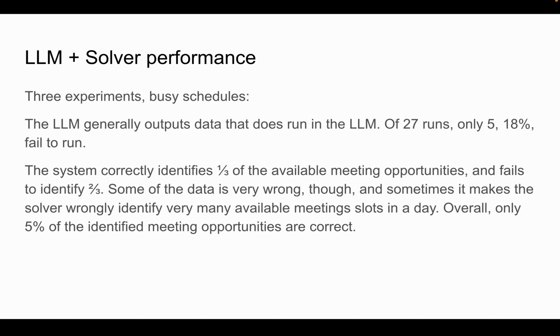It correctly identifies 1/3 of the available meeting opportunities. So it's about the same as the LLM on its own. But some of the data is very, very wrong, and it sometimes makes the solver identify many available meeting slots. So overall, only about 5% of the identified meeting opportunities are correct. But it turns out that most of the hallucinations come from a very few set of the runs. So most of the runs are not this bad.